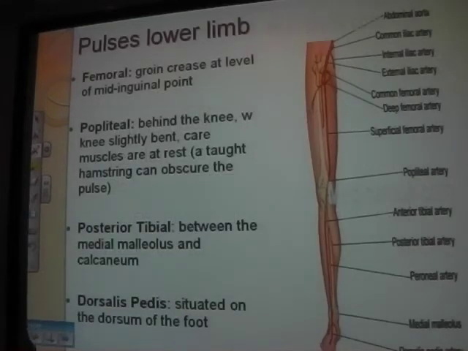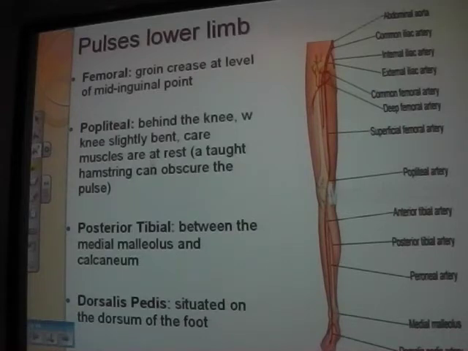Right. So the next part is the lower limb. You need to know the arterial tree in the lower limb. If we start from the top, your abdominal aorta goes down and it's the common femoral artery which you're actually feeling for. That's exactly midway between your ASIS and your pubic symphysis, just at the level of the midinguinal point.